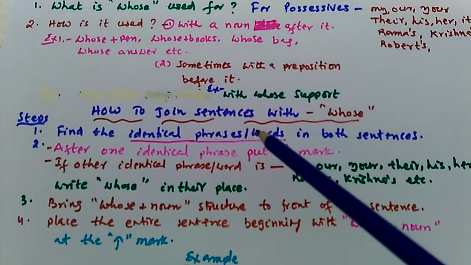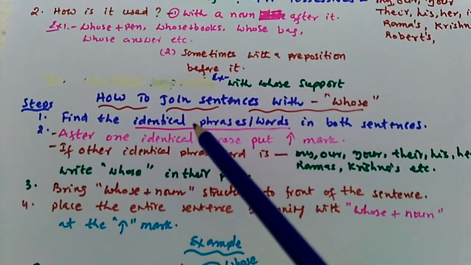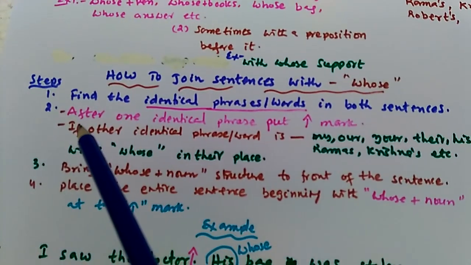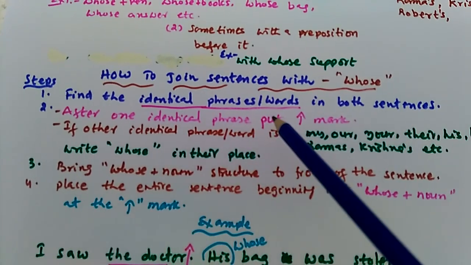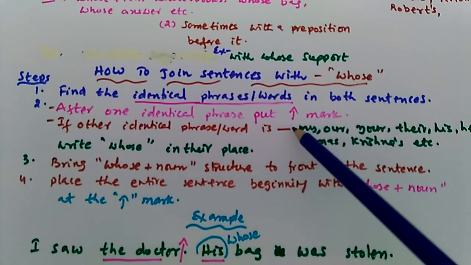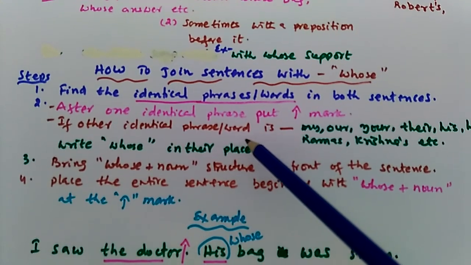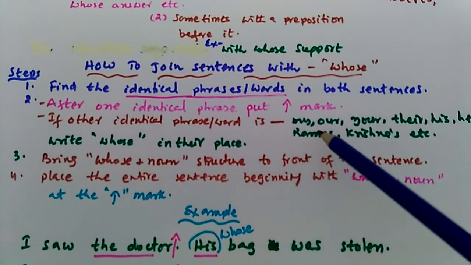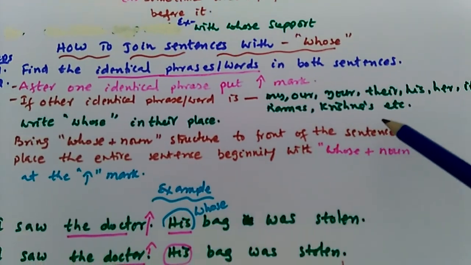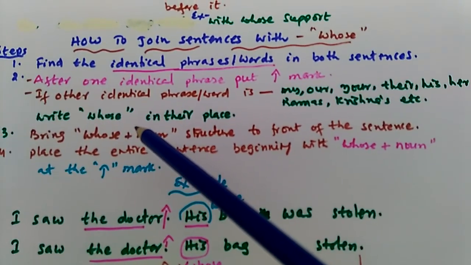Let us see what the rules are. What are the steps by which we can easily join sentences using whose? First, find the identical phrases or words in both the sentences. After one identical phrase, put an arrow mark. Next, for the other identical noun phrase or word, if it is my, our, your, their, his, her, its, Rama's, Krishna's, etc., we have to remove these words, and in that place we have to write whose.